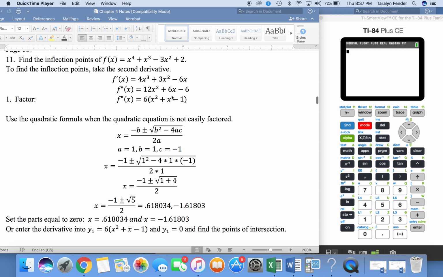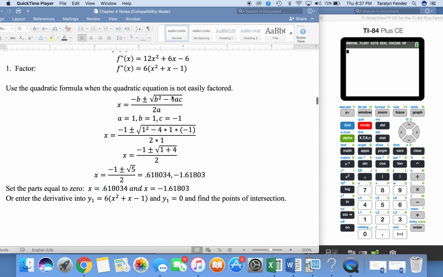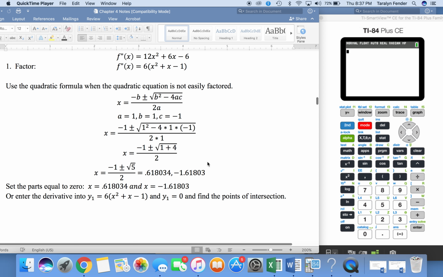Another way to do this would be to plug the second derivative into the calculator, find the points at which it crosses the x-axis, and those values are exactly the same as this. So you would plug in y1 to be 6 times x squared plus x minus 1, and then y2 would be equal to 0, and you find the points of intersection like we did before.